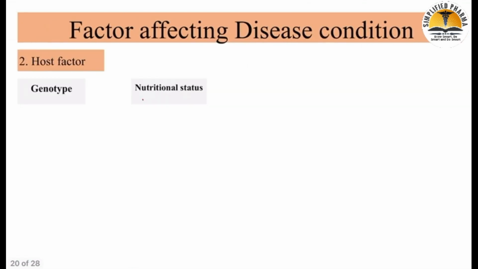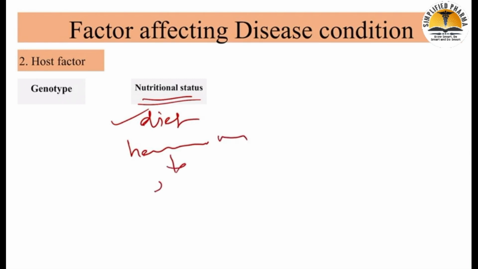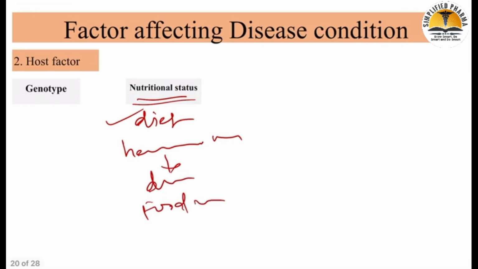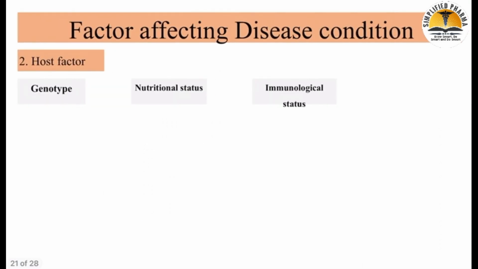Now, nutritional status related to disease includes the development of abnormalities that can be prevented by diet, hereditary metabolic disorders that respond to dietary treatments, and food allergens. These are nutritional factors. And now we will talk regarding the immunological status.